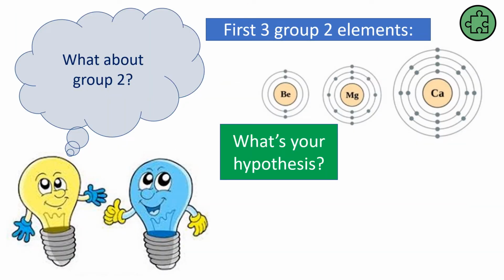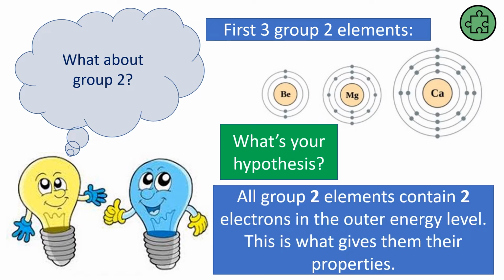What about group 2 then? Here's the first 3 elements in group 2, beryllium, magnesium and calcium. What's your hypothesis about what causes the properties of these elements? Why are they in the same group? Well, hopefully you would recognise that all group 2 elements contain 2 electrons in the outer energy level, and this is what gives them their properties.